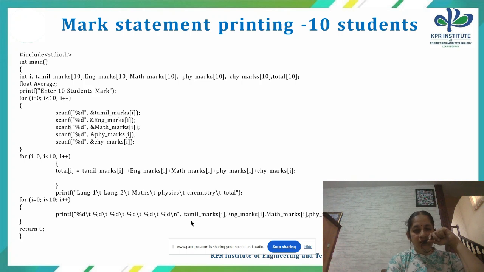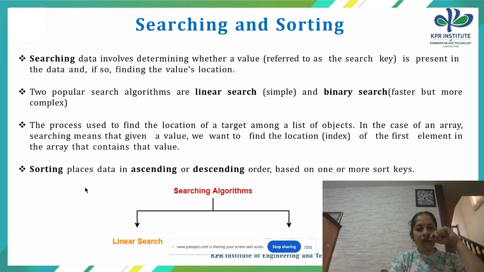This is a slight improvement over that. Why? Because you just print the statement for 10 students. You print the total, the language 1 marks, 2 marks, English marks, Tamil marks, and total marks. All of those are printed. A very little improvement by using the print statement for all the 10 students. We will go with searching and sorting as the next example.